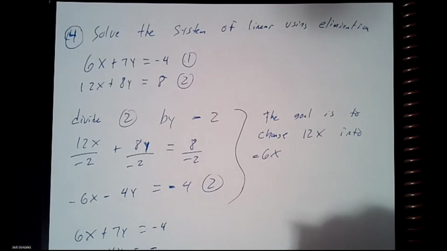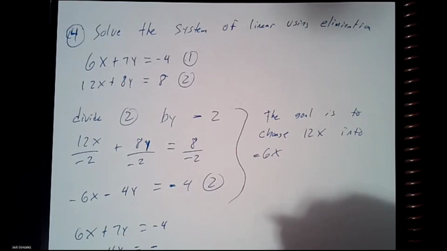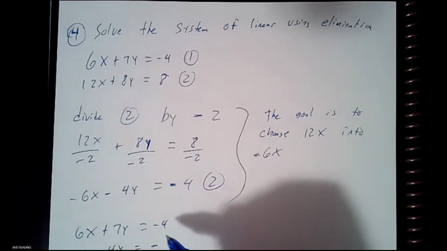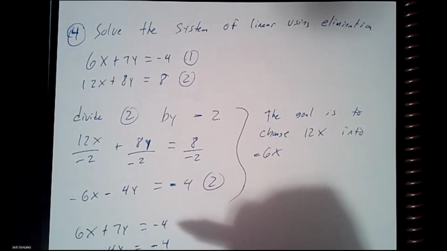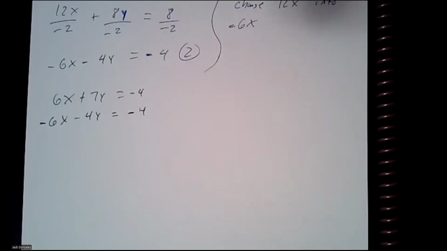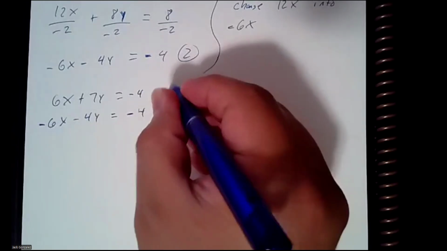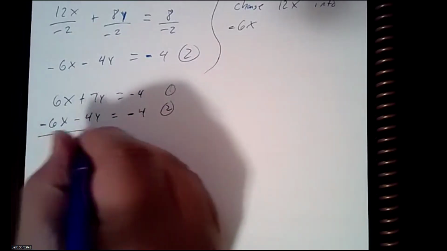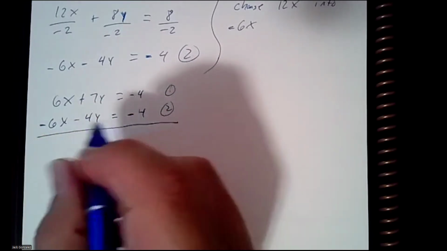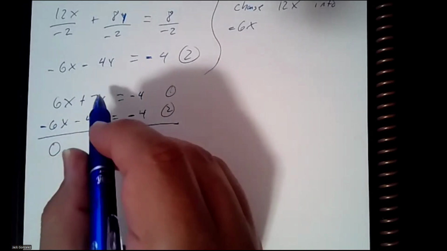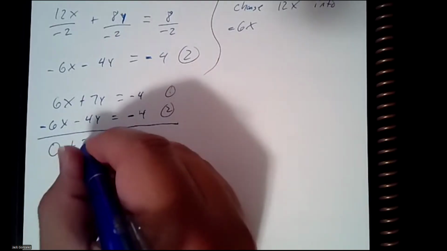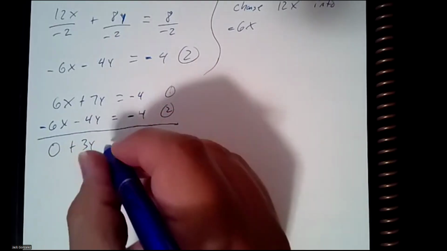Okay, the first one's negative 4. This is negative 4 as well. So this is where the elimination begins. So add these straight across. 6 minus 6 is 0. That's why we did this, to get rid of one variable. 7 minus 4 is a 3. Negative 4 minus 4, negative 8.